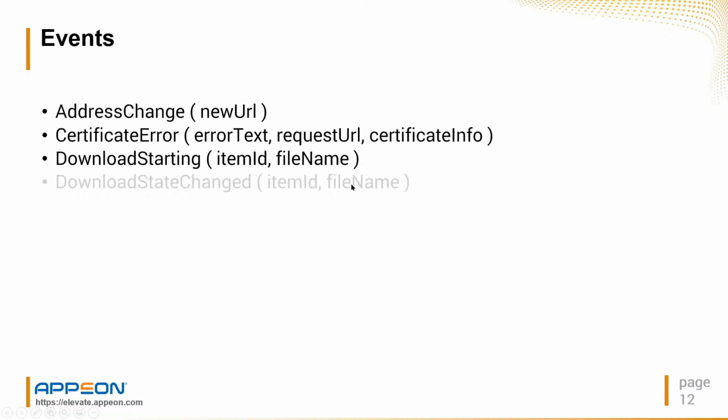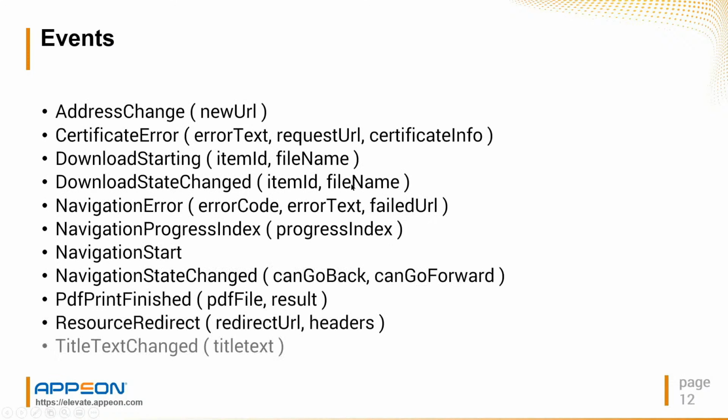There's a whole bunch of events on the control. Whenever an address changes, it will show you what the new URL is. If there's a certificate error, you'll get all kinds of information about what went wrong. If you're doing a download, you have a download starting event and a download state changed event. When you're navigating through web pages, if there's a navigation error, you get some information about that. There's an event that fires periodically while a page is loading, letting you know what the progress is. There's an event that fires when the navigation starts and when there's a state change.